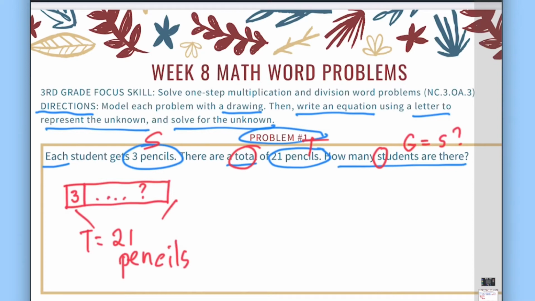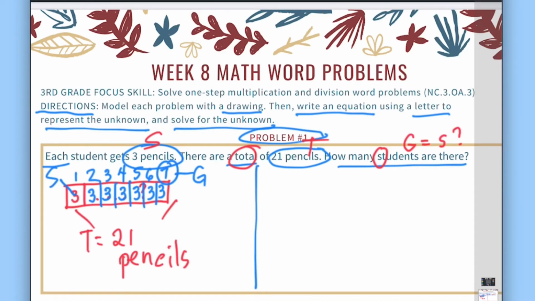Let's go. 3, 6, 9, 12, 15, 18, 21. Let's count how many students we made. 1, 2, 3, 4, 5, 6, 7. Now we found that the group is 7. We also know that our size is 3. I labeled my tape diagram completely.